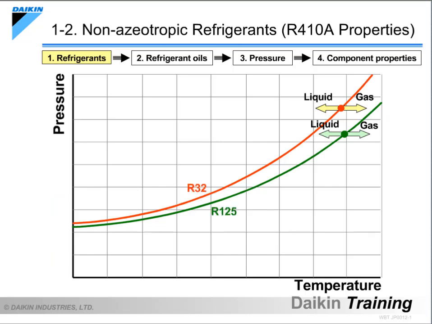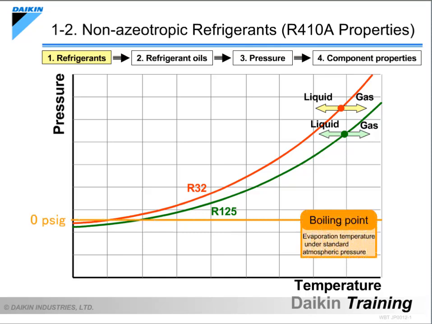This diagram shows the saturation curves for R32 and R125 contained in R410A. The boiling points for R32 and R125 under standard atmospheric conditions are minus 61.1 degrees Fahrenheit and minus 54.6 degrees Fahrenheit, respectively.